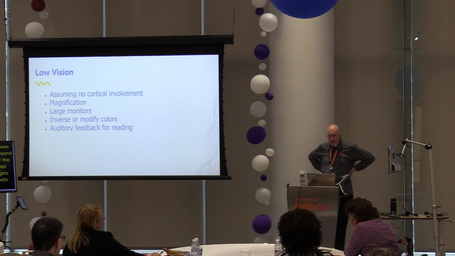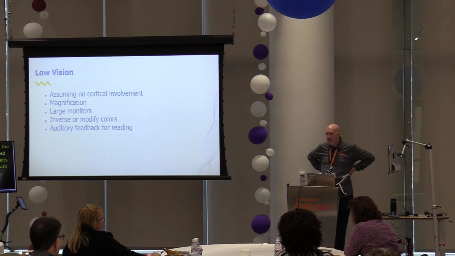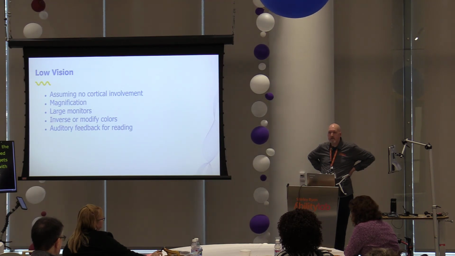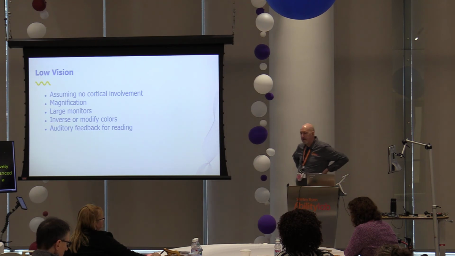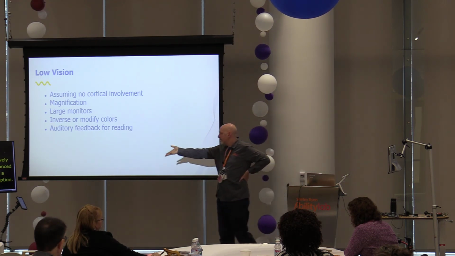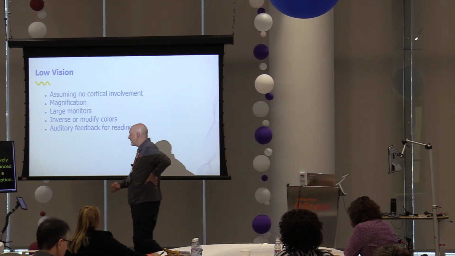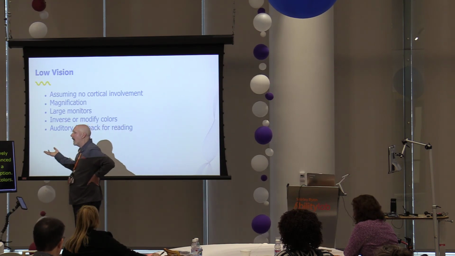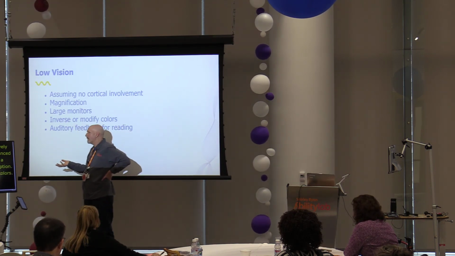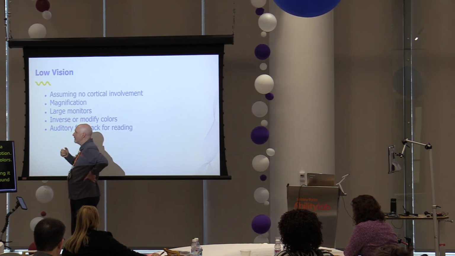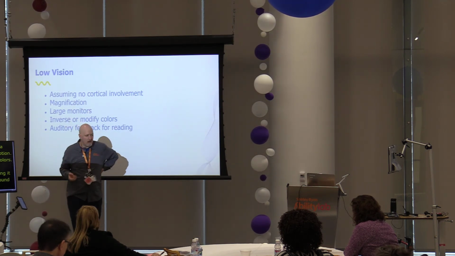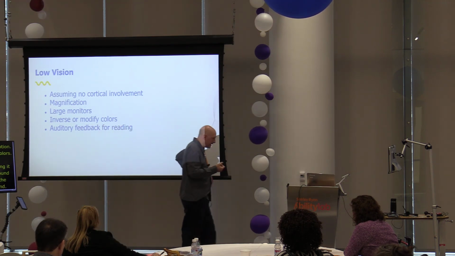But assuming there's no cortical involvement, obviously it's relatively easy to get into much more advanced options for magnification. Using a larger monitor can often be an option. Trying to inverse or modify the colors. Again, just use my closed captioning device here, just having it be yellow font on a black background is often a lot easier to see than the blue font on the white background. Apologies, Shirley Ryan AbilityLab template.